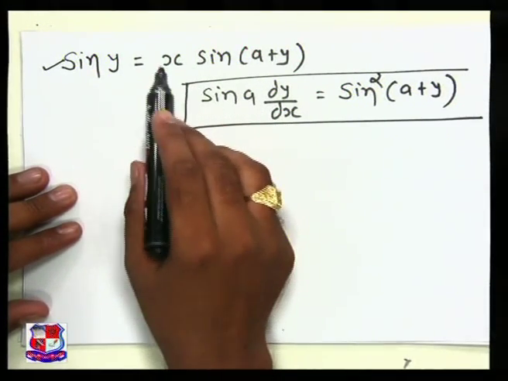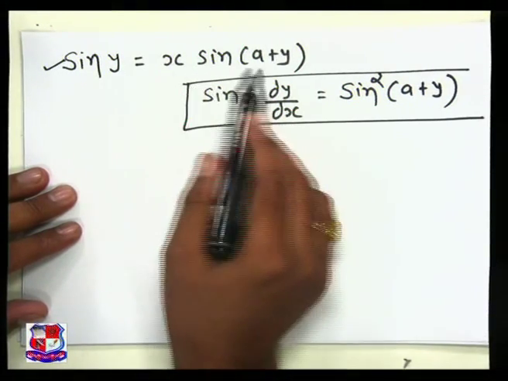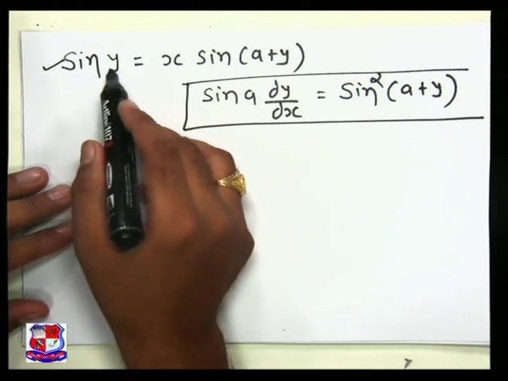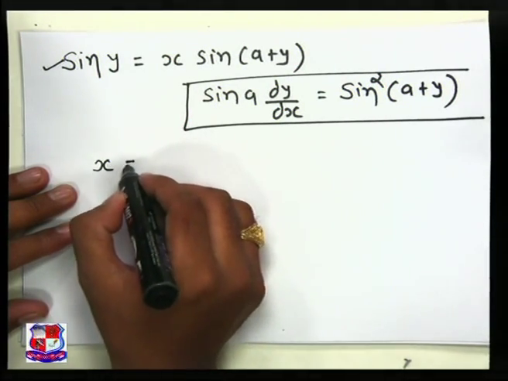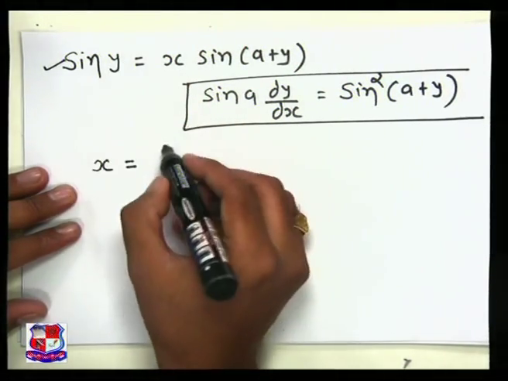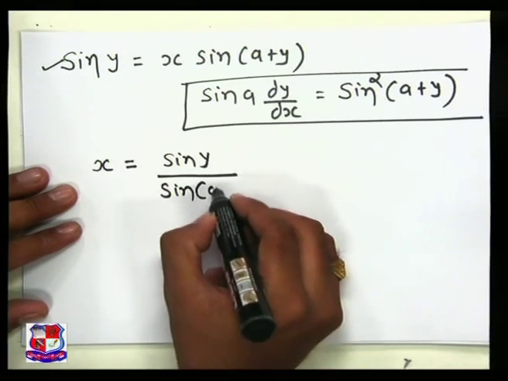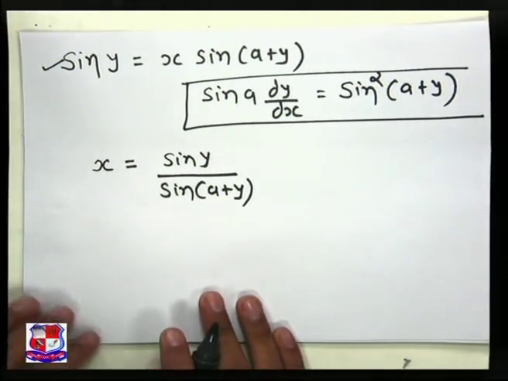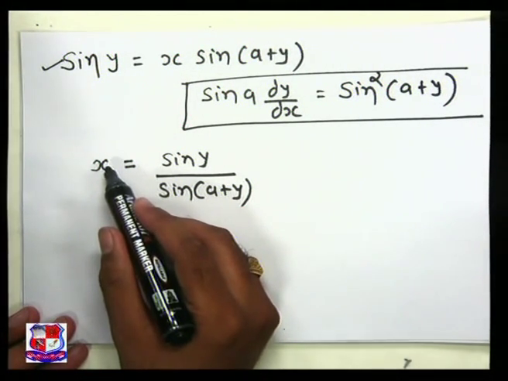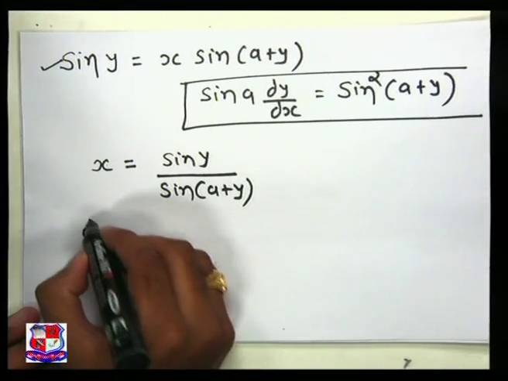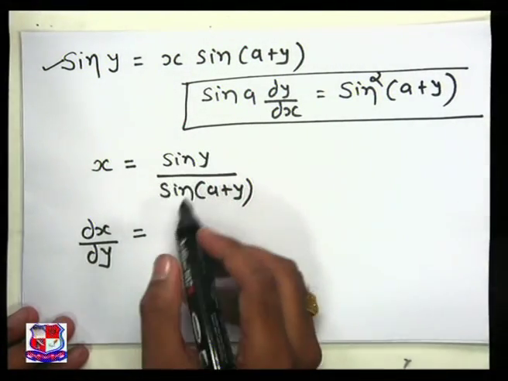This is our question: sin y equal to x sin a plus y. Just look here, this x we take common, and the result is sin y upon sin a plus y. In the previous sum we separated the y value and found dy by dx. In this sum we separate the x value, so x equals sin y divided by sin a plus y. In the previous sum we found dy by dx, but in this sum we first find dx by dy.